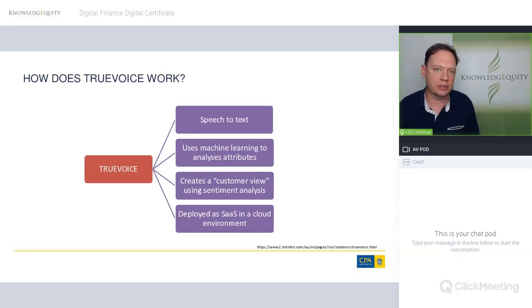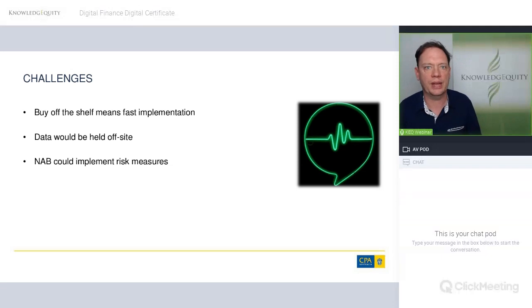This particular service is software as a service, so it's deployed in the cloud. That's great. It's going to be quick to set up and to implement. But of course, we have to remember different clients, different industries, different expectations, different levels of risk that they're willing to take. So even though off the shelf means faster implementation, this was a big problem for NAB. Data held offsite. The two key reasons, of course, are potential security breaches and privacy concerns.